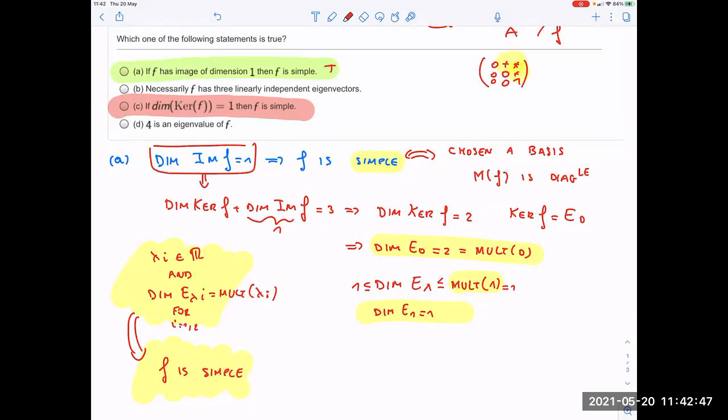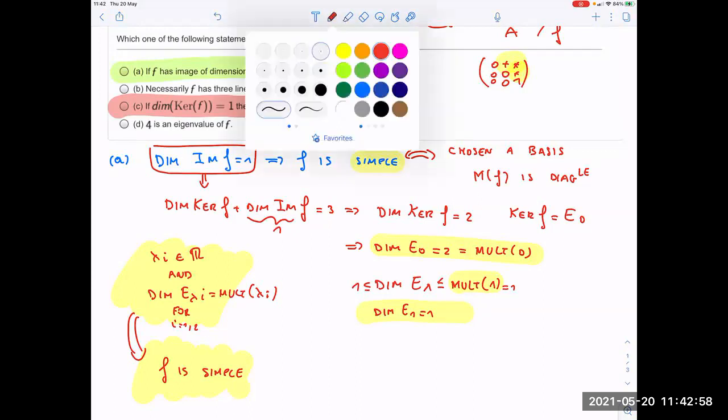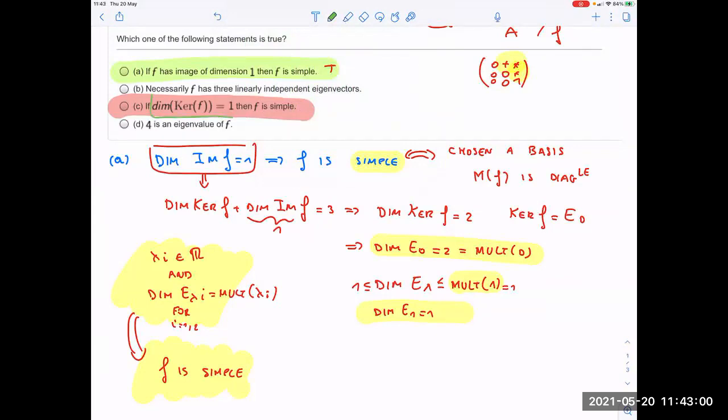Exactly. So the point was overlooking the fact that the kernel is the eigenspace. So you see that having the dimension of the kernel equal to 1, this statement actually says that the dimension of E0 is 1, which is strictly less than the multiplicity of 0. And so this means F is not simple for sure, right? Good. That's nice that now we have an idea of why it is not true.